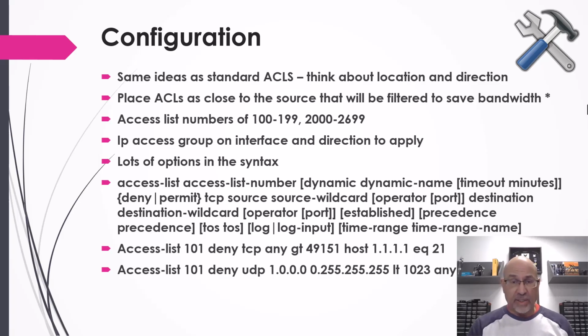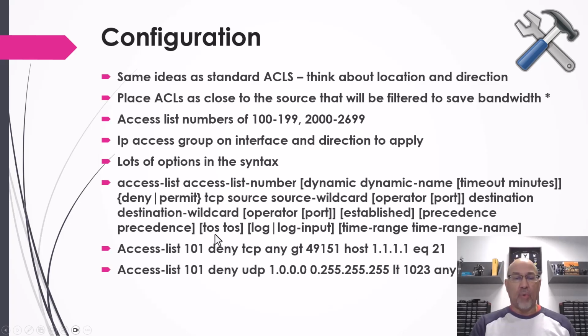The extended access lists are numbered 1 to 199 or 2000 to 2699. So these are our two sets of rules. We could use either one of these for extended access lists. And then, of course, to apply them, to actually get them to work, we need to do the IP access group command on an interface and direction. Now, there are lots and lots of options in the syntax. This is just one example of syntax that's available for an extended access list, right? So we do access list and then 101 and so on and so forth.